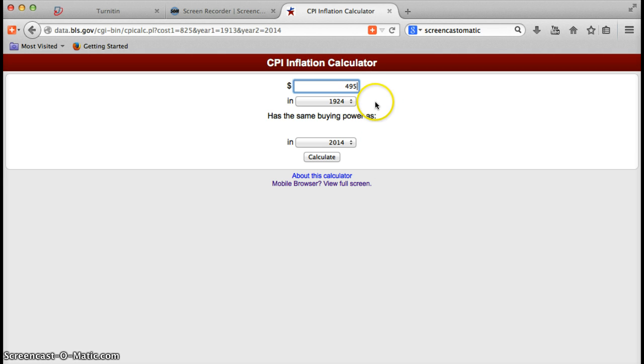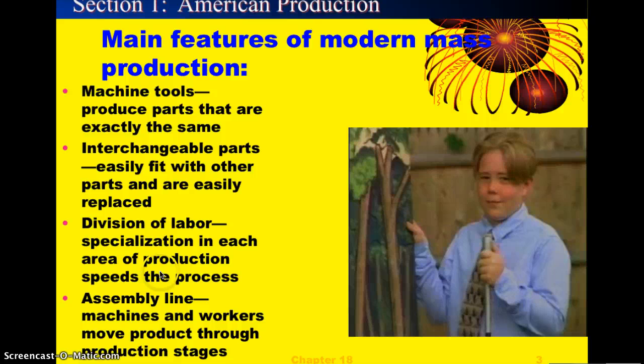Now, $495 in 1924 is like $6,890 today. So you can see that Henry Ford dropped the price of the car by 2.5 times. So you could buy 2 cars in 1924 for the same price that it would have cost you to buy 1 car back in 1908. And that is all due to the introduction of the assembly line by Henry Ford.